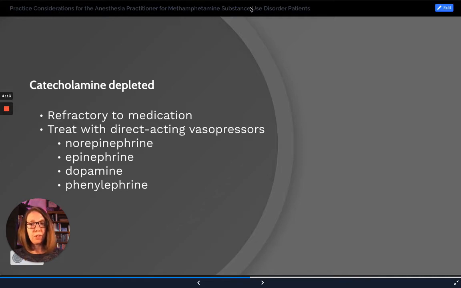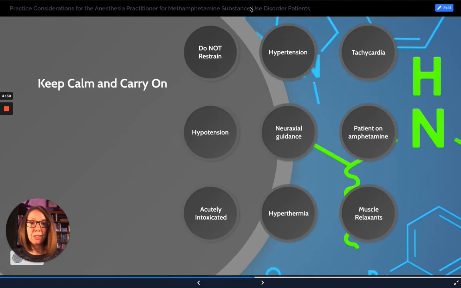Sometimes some of us have dopamine, but I am recommending that you get the epinephrine drip or norepinephrine drip going if you don't want to keep just pushing and pushing and pushing phenylephrine and you feel like nothing is happening. That's what happens a lot for our methamphetamine substance use disorder patients.